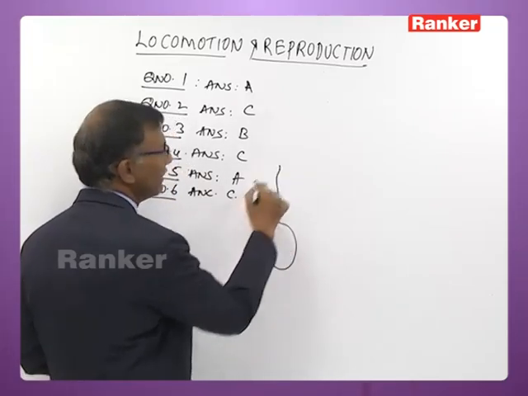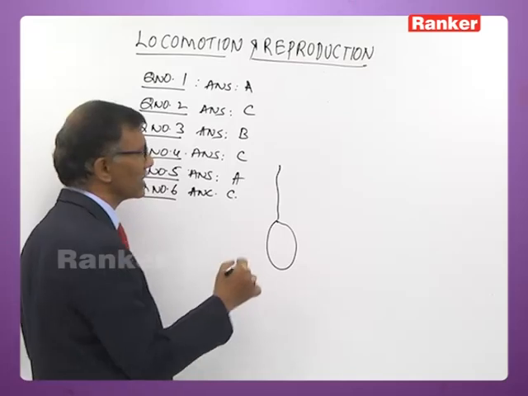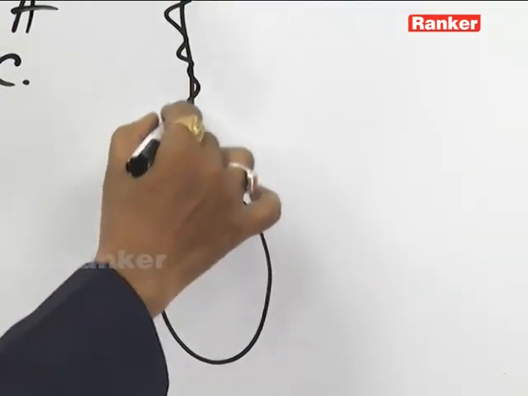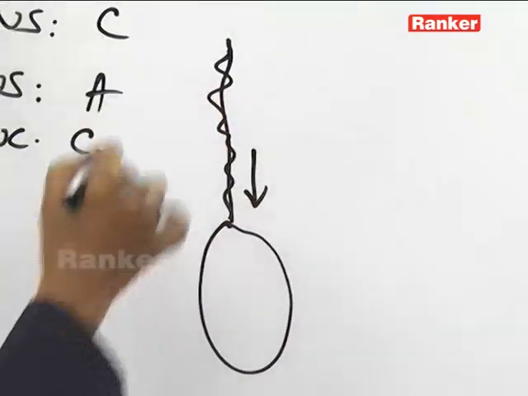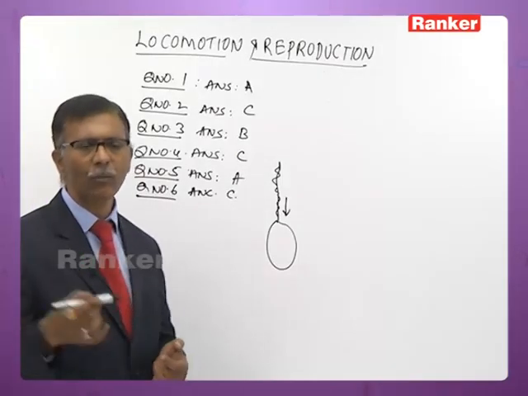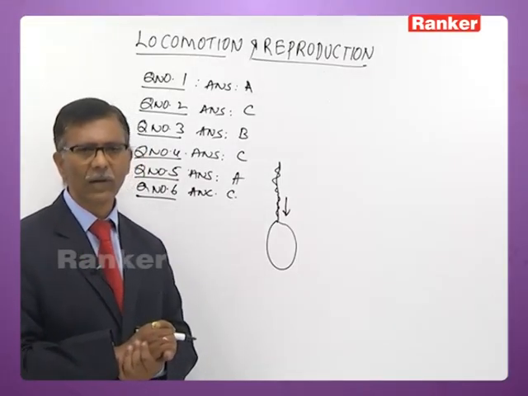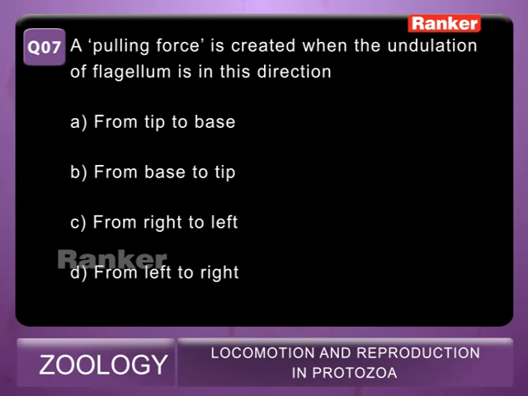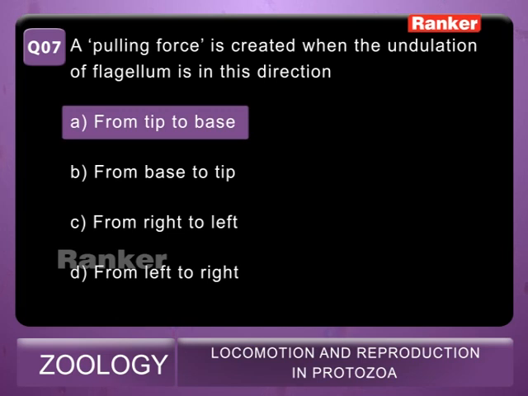When the flagellum undergoes undulations from tip to the base like this, then the organism is pulled forward here now. That is called pulling force. So the answer is from tip to the base. So seventh question answer is A. That is undulation of the flagellum from tip to the base.